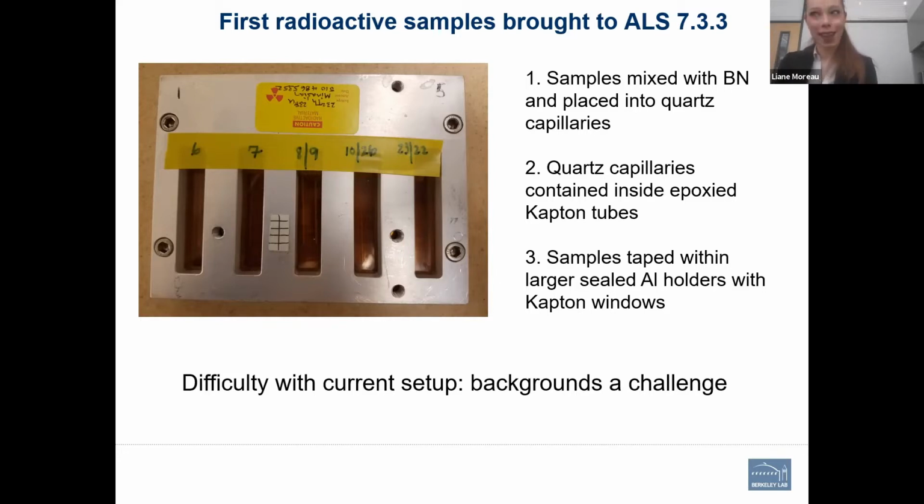Unlike with XAFS, where we have element specificity and so we can put things inside of containers, which is not really a problem unless we have too much absorption or there are competitive species, with SAXS, everything scatters. So we had some difficulty with the backgrounds that we got from having a system like this. And even if we didn't have a system like this, we still have the framework, which in and of itself is going to provide quite a background.